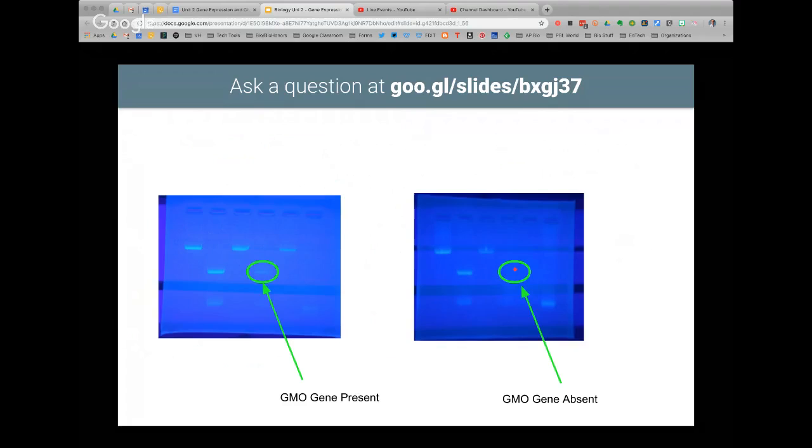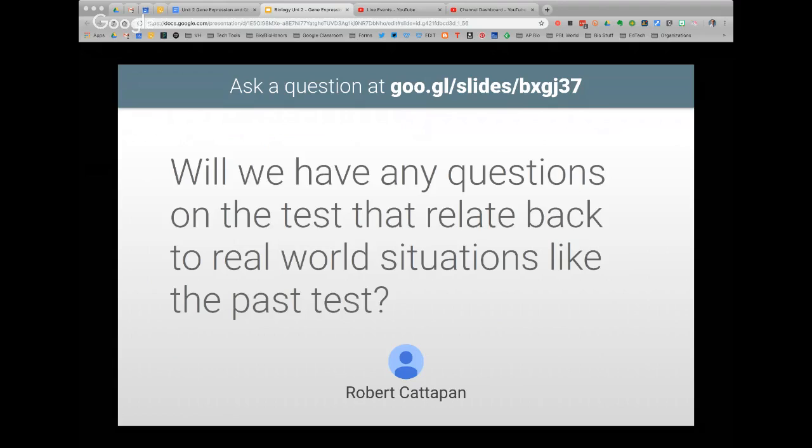We'll pause for some questions. We can always ask questions about real-world situations. We're always going to be asking you to apply your understanding to what we've been learning. So memorizing vocabulary is important, especially the vocabulary from the gene expression part, but you should be able to apply those to more real-world situations.